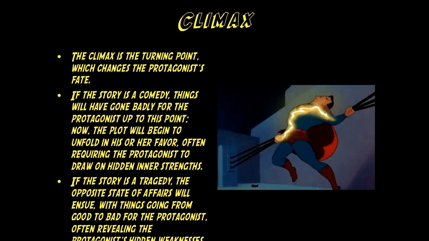Then we have our climax. The climax is the turning point which changes the protagonist's fate. Now, by protagonist I mean the main character. Now, how this usually ends up is, if it's a comedy, before the climax things are kind of going bad for the protagonist, and then we have our turning point where things start to come together. For a tragedy, it starts off with everything good, and then at the climax or big turning point, things start to go horribly wrong for them. So that's why we have this climax come into play with the conflicts that we see in the story.